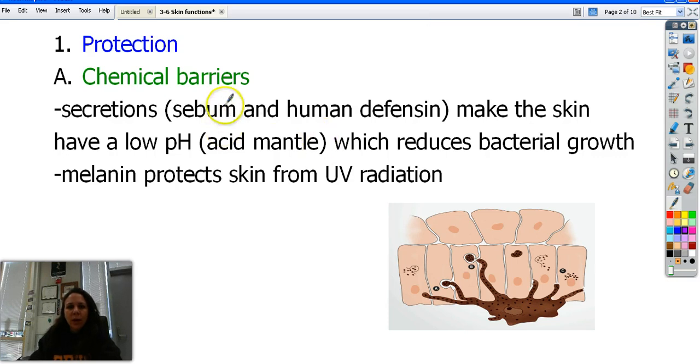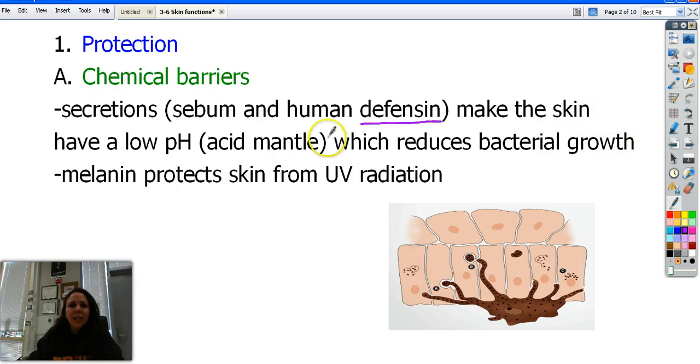So sebum, the oil all over your face, helps to kill bacteria, which is funny because bacteria tend to get in our pores and end up causing acne due to infection inside. And then we also make this thing called human defensin, and it kind of makes sense. It's a defense against bacteria.